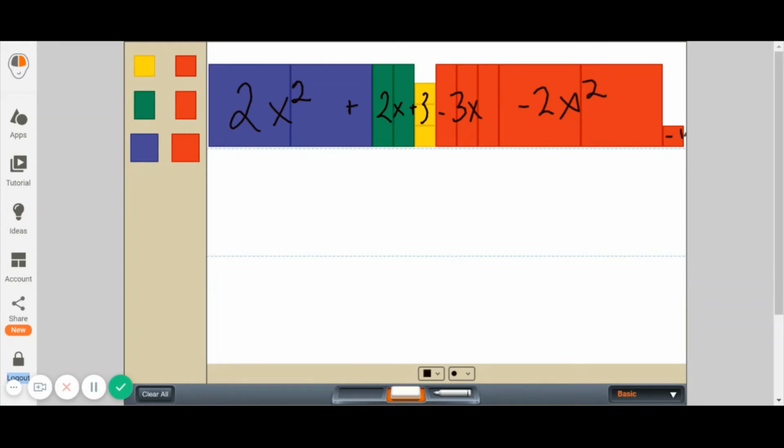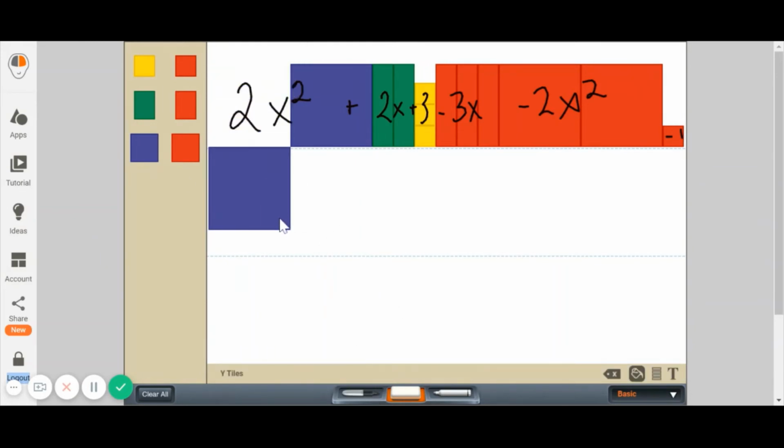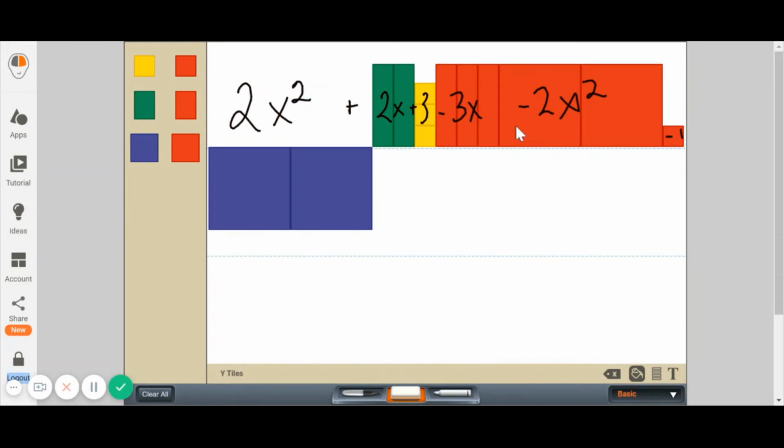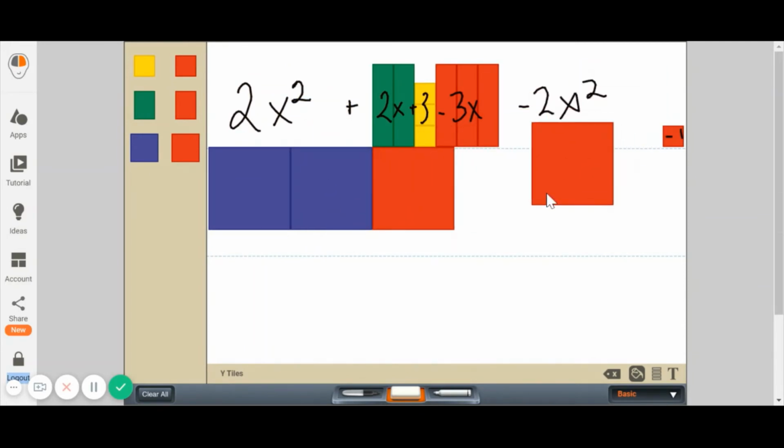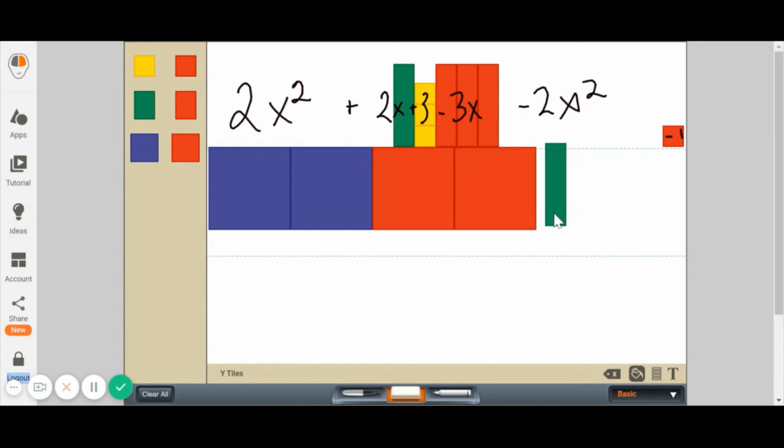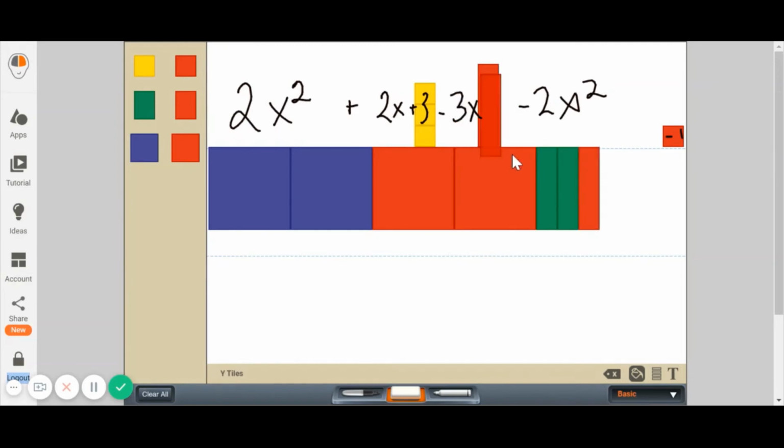And we would have students rearrange the blocks so that like terms are together. So in this second row, I can see how I would rearrange the blocks so that I have all of my x squares together, all of my x's together, and then all of my units together. That helps us identify what needs to be combined or what needs to be moved.